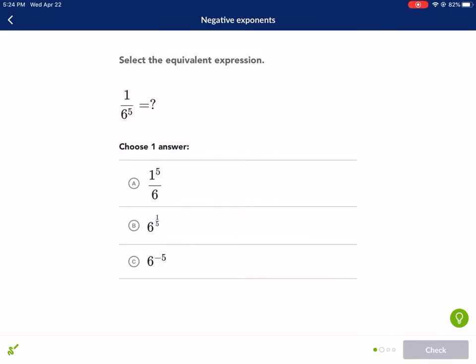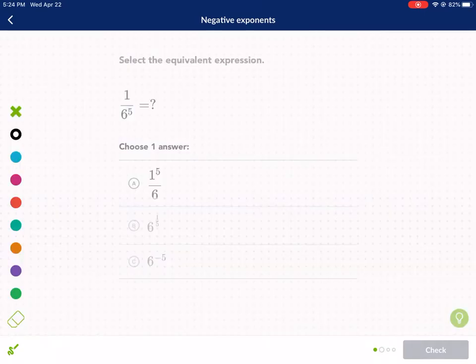Okay, next question. So now we have 1 over 6 to the 5th power. What does that mean? Well, we just talked about negative exponents. So anytime we have an exponent in the denominator with 1 in the numerator, we're thinking negative exponents. So what negative exponent are we talking about?